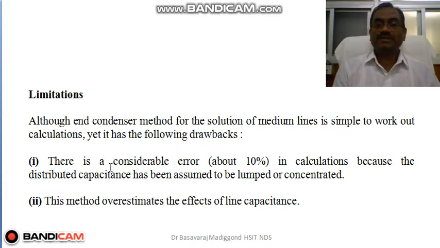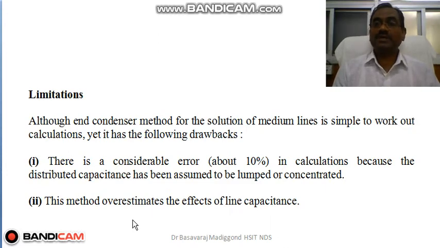First one is there is a considerable error, about 10% in calculations, because the distributed capacitance has been assumed to be lumped or concentrated at one point, that too at the load side. This method overestimates the effects of line capacitance. So these are the limitations. To overcome this, we have other two methods.